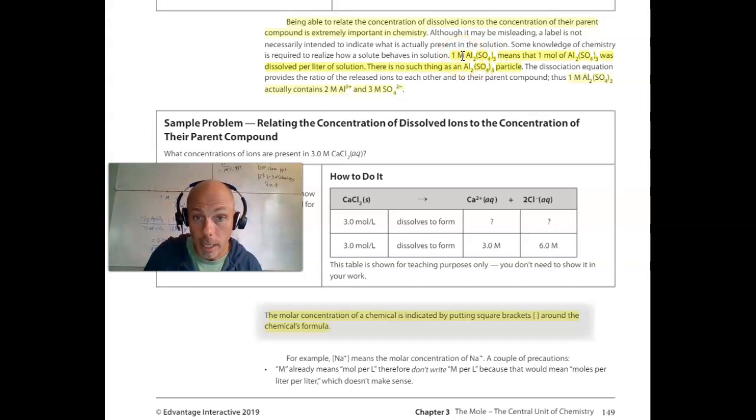What this really means, because there's 2 aluminum ions for each aluminum sulfate, and there's 3 sulfate ions for each aluminum sulfate, is that in a 1 molar aluminum sulfate solution, there'd be 2 molar aluminum ions, twice 1, and 3 molar sulfate ions, 3 times 1, because of the subscripts 2 and 3. So there's actually a significantly higher concentration of ions than one would think from just the molarity of the salt. We got 2 molar and 3 molar in a 1 molar solution.